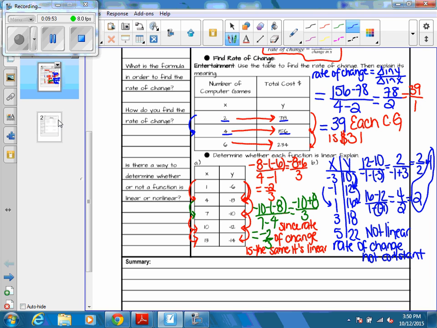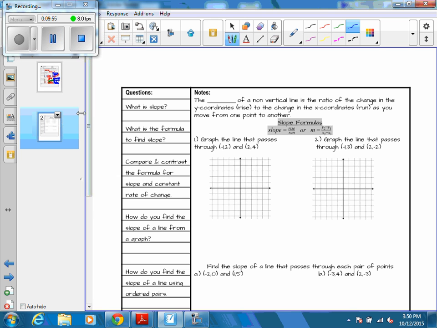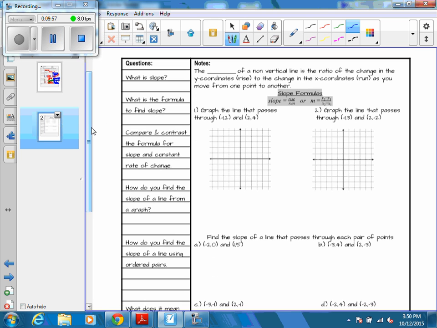If I look at the next page, this is all talking about slope. So it says the slope of a non-vertical line is the ratio of the change in the y-coordinates, which is our rise, how much we rise, go up or down, and the change in the x-coordinates, so how much we run, how much we move from left to right.